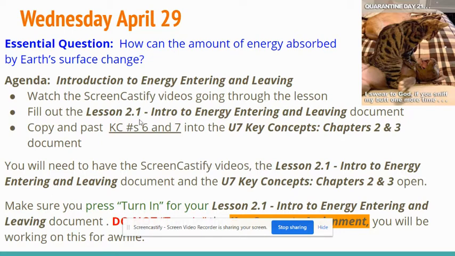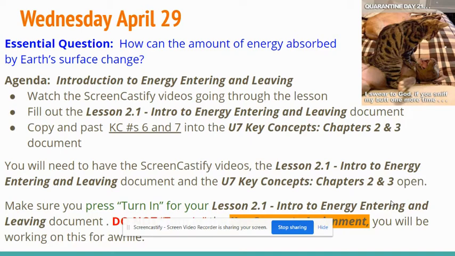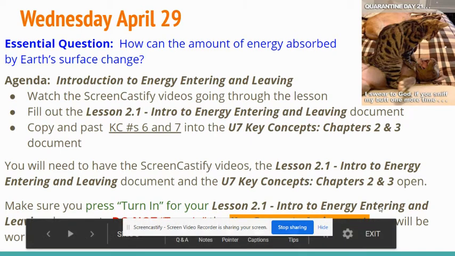You're going to fill out the lesson 2.1 Intro to Energy Entering and Leaving document. You're going to copy and paste key concepts numbers 6 and 7 into the Unit 7 Key Concepts chapters 2 and 3 document. You will need to have the Screencastify videos, the lesson 2.1 document open, and the Unit 7 Key Concepts chapters 2 and 3 open. Make sure you press turn in for your lesson 2.1 Intro to Energy Entering and Leaving document. Do not turn in the key concepts assignment, however. You're going to be working on that for a few days.